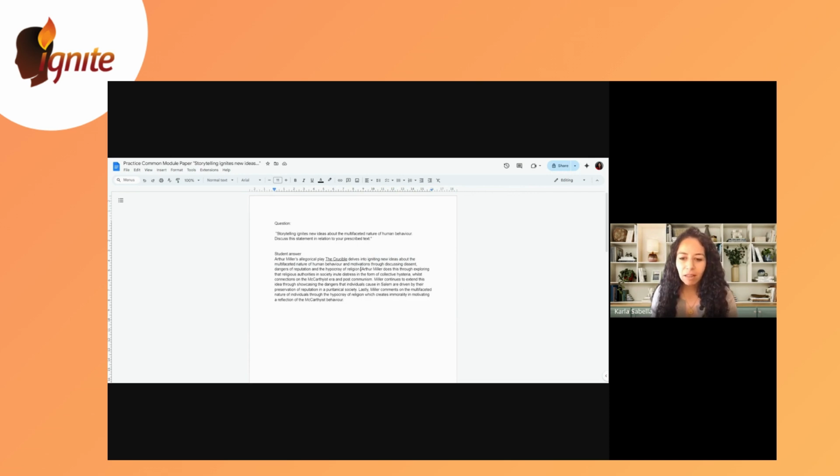Then: Arthur Miller does this through exploring that religious authorities in society, I'm not sure what that's supposed to be, distress in the form of collective hysteria, whilst connections on the McCarthyist era and post-communism. So this was a handwritten trial, so obviously there could be some errors, or it's difficult to read sometimes, and spelling and grammar could be a little bit off. But what is good is there's a mention of the McCarthyist era. Yes, there is collective hysteria, but the sentence doesn't read extremely well based on those gaps in the actual sentence format.